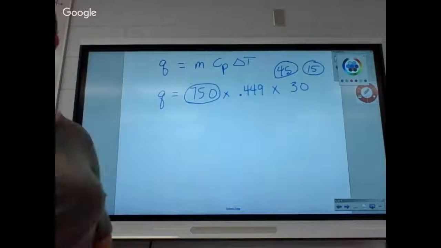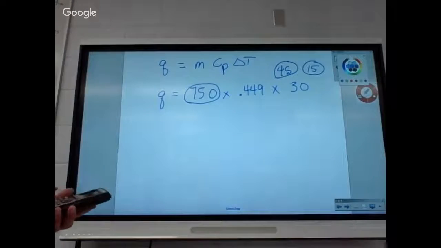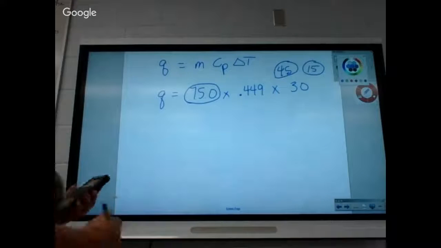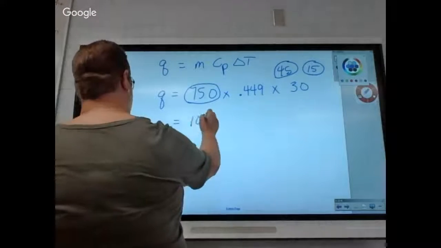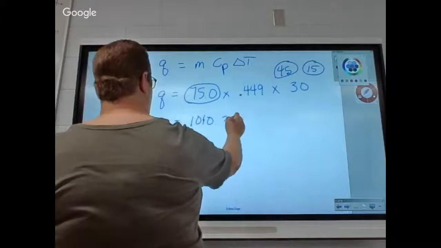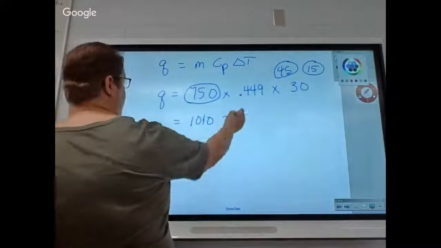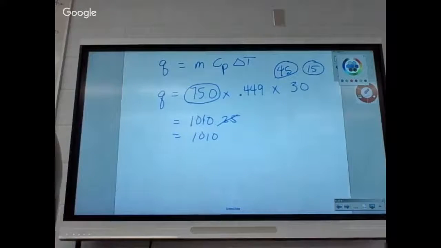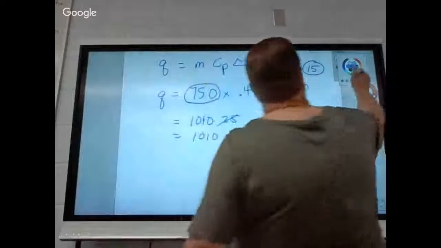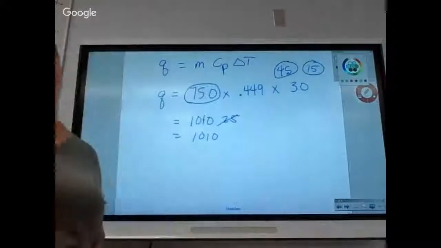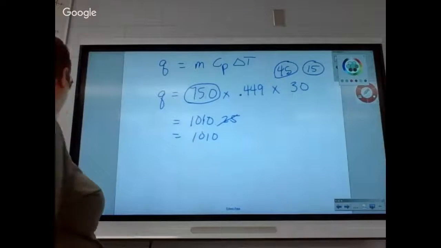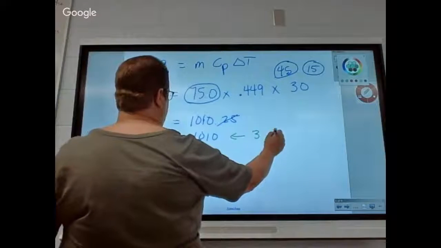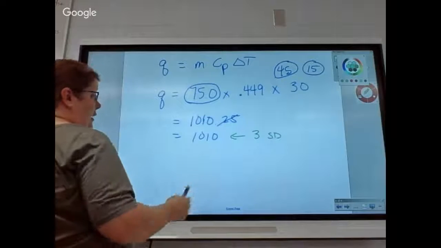Okay. So when we calculate this, we had 75 times 0.449 times 30. I got an answer of 1,010.25. And I only need 2, so I know that it's gone. A lot of people struggle with how to get that to 2 significant digits because right now you have how many? 3. That right now has 3 significant digits, and you want it to only have 2.